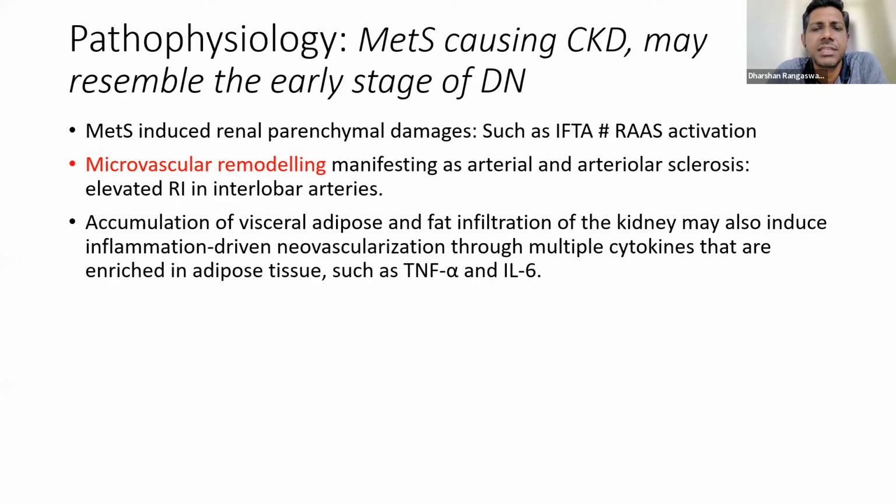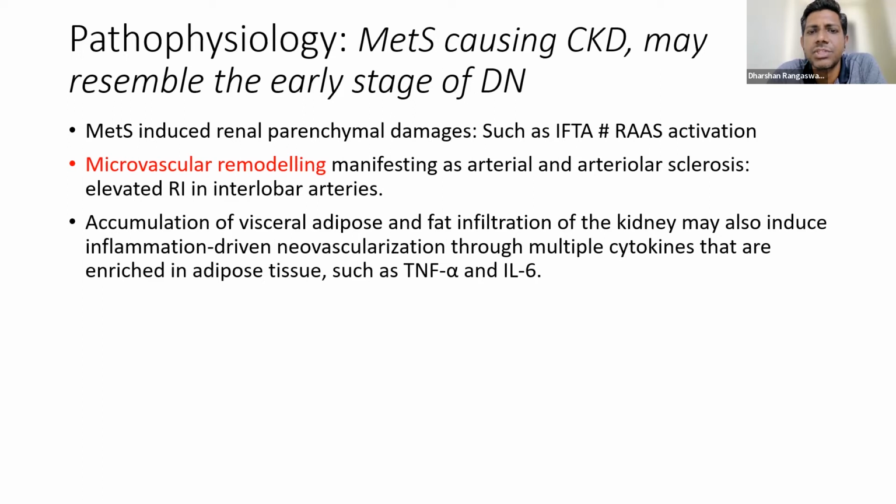It mainly induces interstitial fibrosis and tubular atrophy, and this is because of activation of RAS, and angiotensin 2 causes tubulointerstitial fibrosis. There is also microvascular remodeling, and in biopsy specimens it has been shown there is both arterial as well as arteriolar sclerosis. This has been proven by Doppler ultrasound evidence, where there is an elevated resistive index in interlobar arteries. So there are stiff vessels as well as remodeling in the vessels.